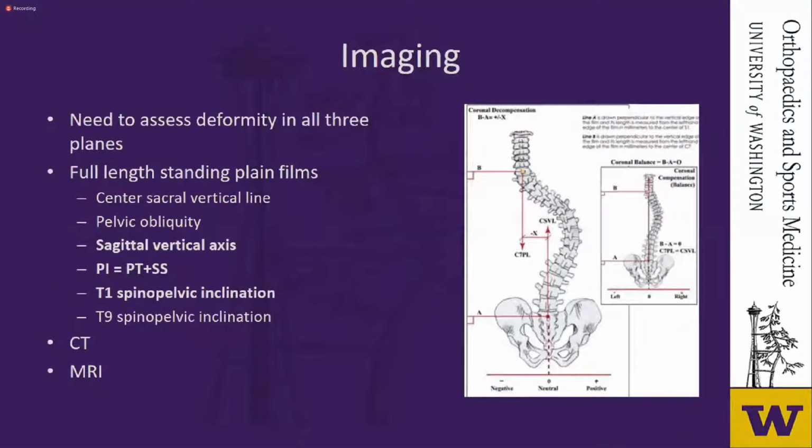Some key imaging. Most important thing is going to be the fact that we need to identify deformity in all three planes, so using standing full-length plain films, CT scans, as well as MRI. Obviously, MRI is great for identifying any areas of stenosis. CT scan gives great delineation of bone morphology. And then the standing plain films are generally used for assessing overall sagittal or coronal plane balance. Some of the key things to note here: your sagittal vertical axis, your pelvic incidence, and your T1 spinopelvic inclination.